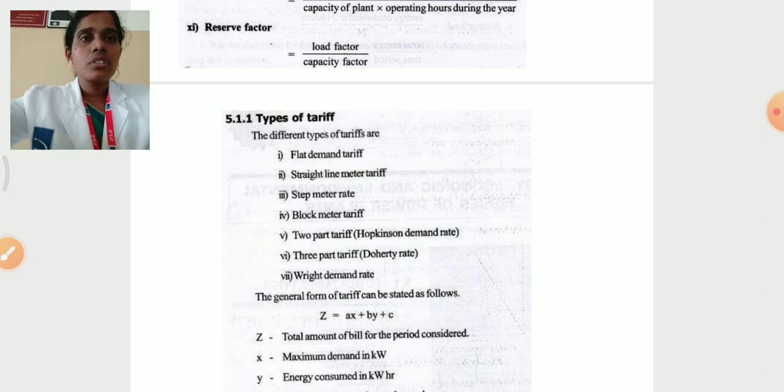Then tariff. There are different types of tariffs, depending upon the sources. First one is flat demand tariff, second one is straight line meter tariff, third one is step meter rate, fourth one is block meter tariff, fifth one is two-part tariff, that is the Hopkinson demand rate, and next one is three-part tariff, that is the Doherty rate. Then next one is Wright demand rate.